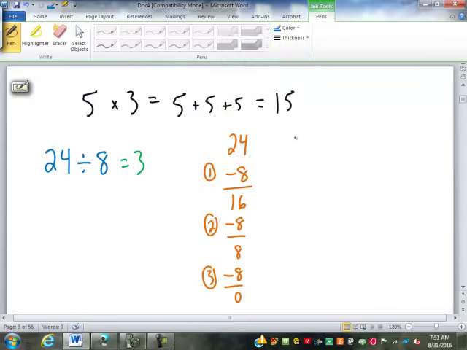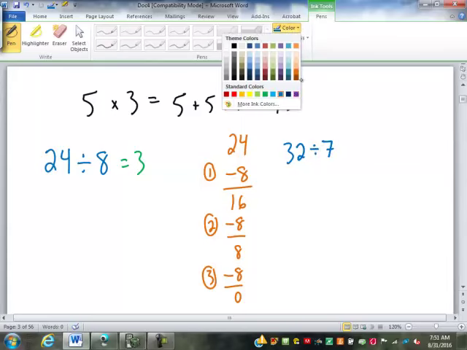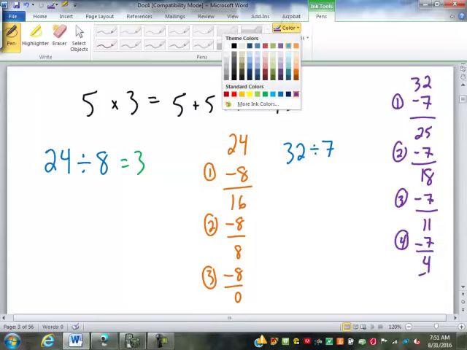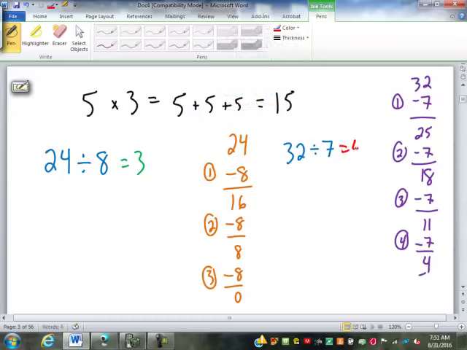We can run into something like 32 divided by 7. So we subtract 7 from 32, we get 25. Subtract 7 again, we get 18. Subtract it again, we get 11. Subtract it again, we're at 4. We can't subtract it again, can we? We subtracted 7 1, 2, 3, 4 times, and there was 4 left over. So 32 divided by 7 is 4 with a remainder of 4 because we can subtract 7 4 times with 4 left over.